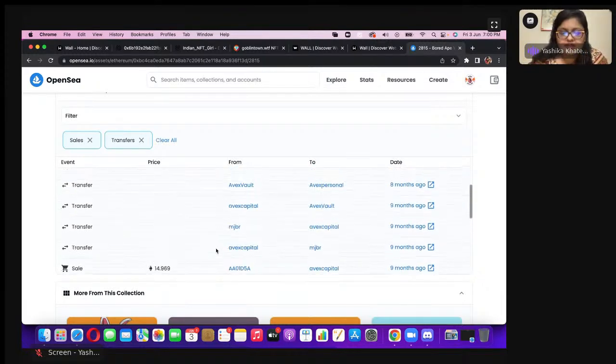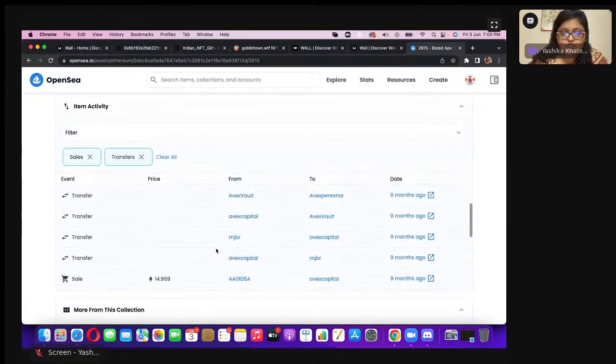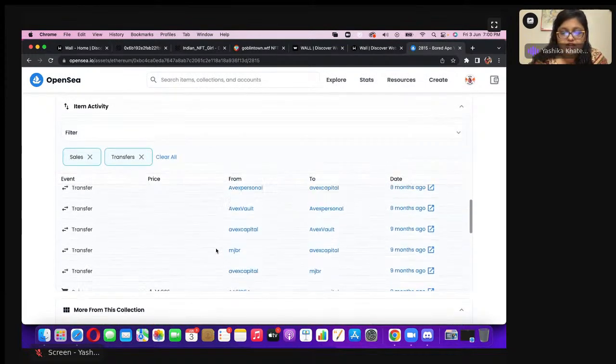And then from there, there have been so many transfers. All these are transfers, which means that there was no sale, but it got transferred from one to another, from MJBR to Avex Capital, from Avex Capital to Avex Vault, which means that the same person probably had so many wallets, and he was trying to just transfer the NFTs between his different wallets.